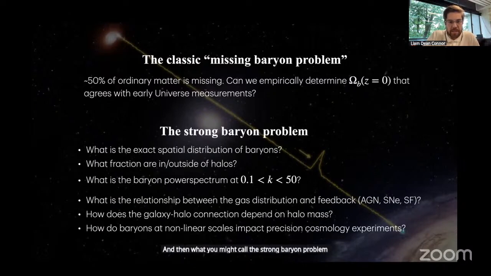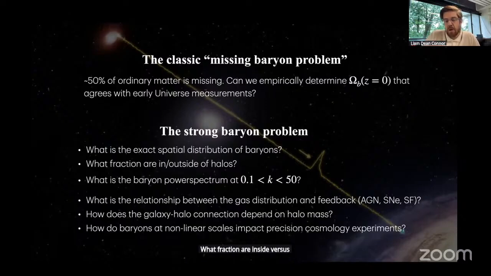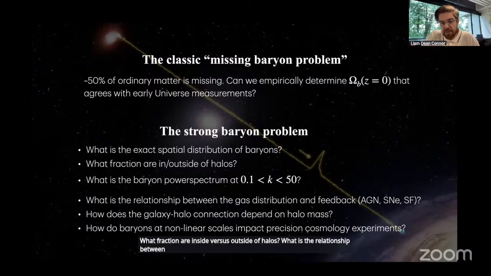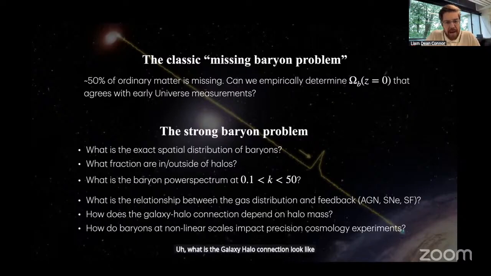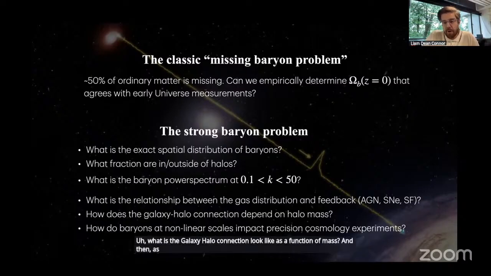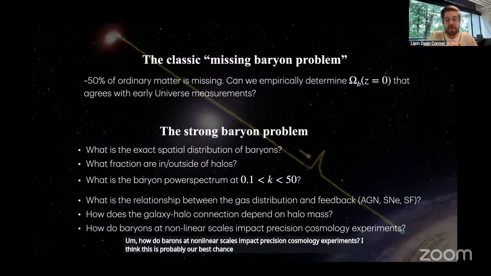And these are questions such as what is the exact spatial distribution of baryons? What is their power spectrum? What fraction are inside versus outside of halos? What is the relationship between that gas distribution and feedback, whether AGN or supernova feedback? What does a galaxy halo connection look like as a function of mass? And then, as Matt McQuinn pointed out on Monday, how do baryons at nonlinear scales impact precision cosmology experiments? I think this is probably our best chance, at least in the short term, of really impacting cosmology proper.